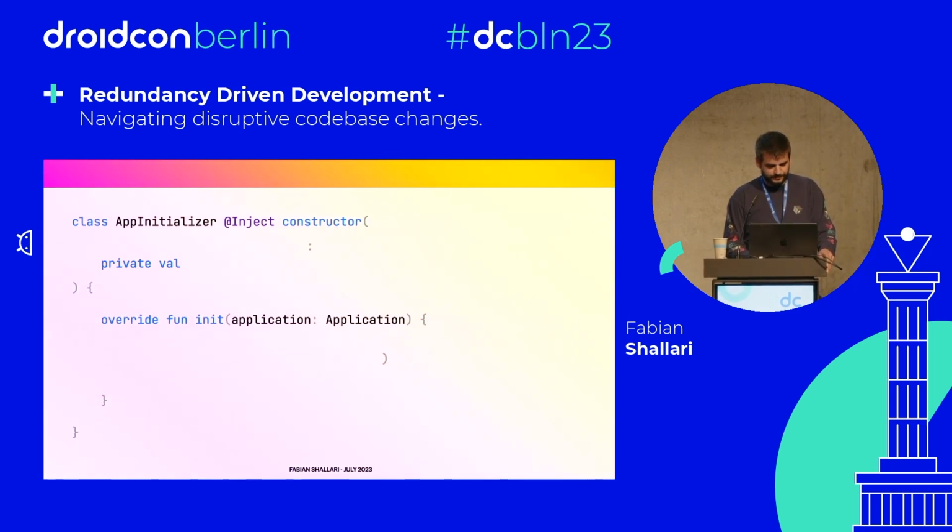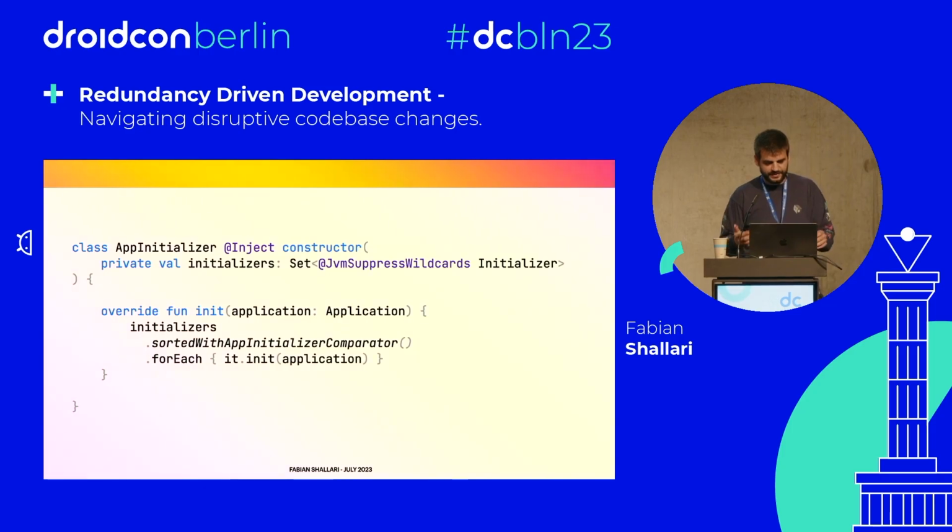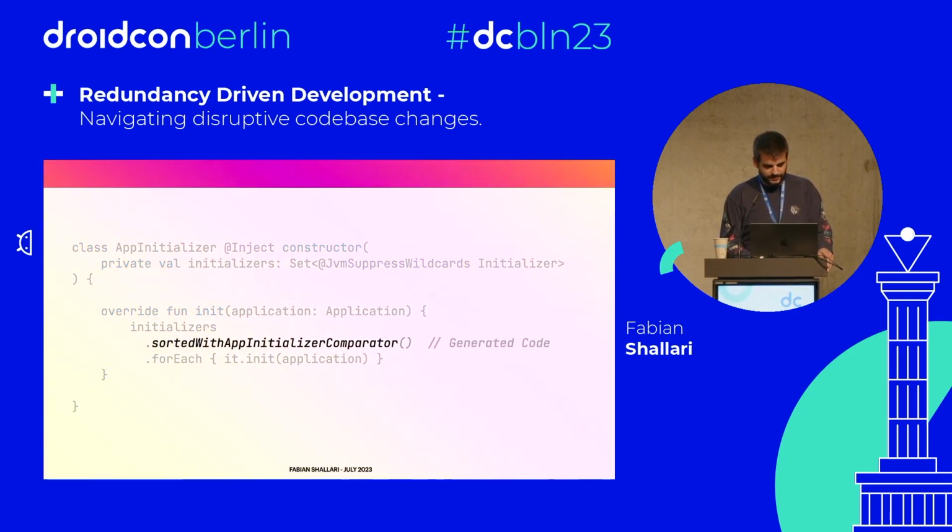And to make this order more explicit and simplify how our app initializer works, we ended up rewriting it. And this is how it looked after the rewrite. So we get a set of initializers in whatever order in the constructor, and then we sort them with a special extension method, and then in a for each loop, we just initialize each one of them. And how we do this is quite cool, actually.